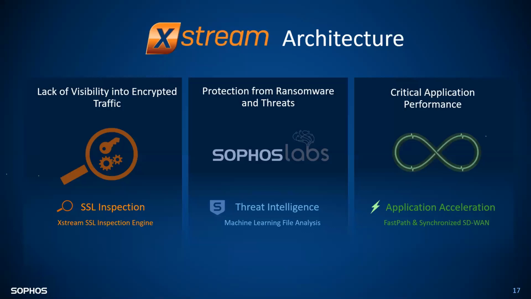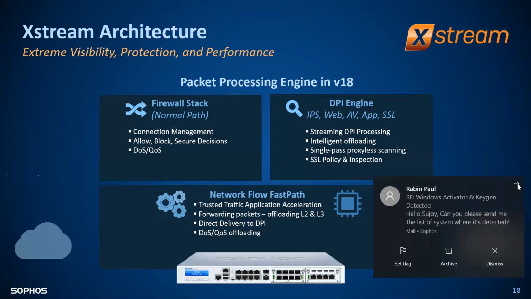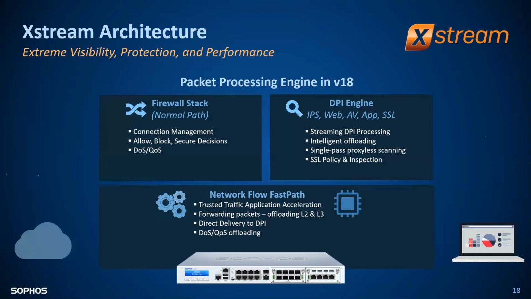Then you have the Xstream architecture. This is a normal scenario with three parts: the firewall stack, then the DPI engine, and the lower part is the network flow fast path. The first part is the firewall stack. Try to understand, when any traffic comes to my firewall, it comes to the firewall stack first. There I decide where it comes from, where it goes, should I allow it, should I block it, and what quality of service can be given.